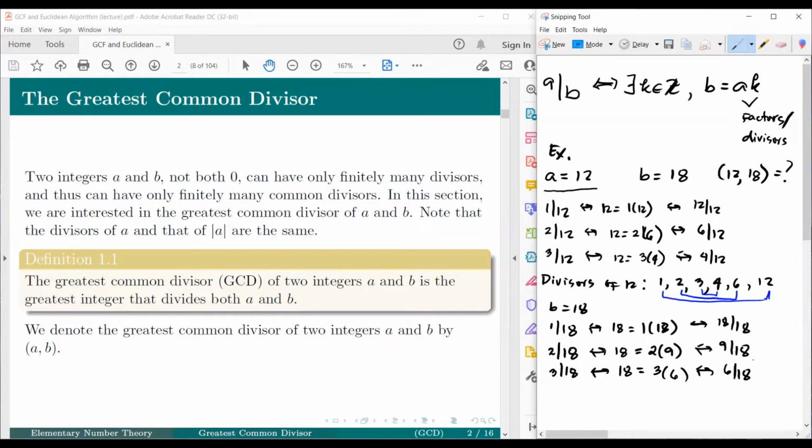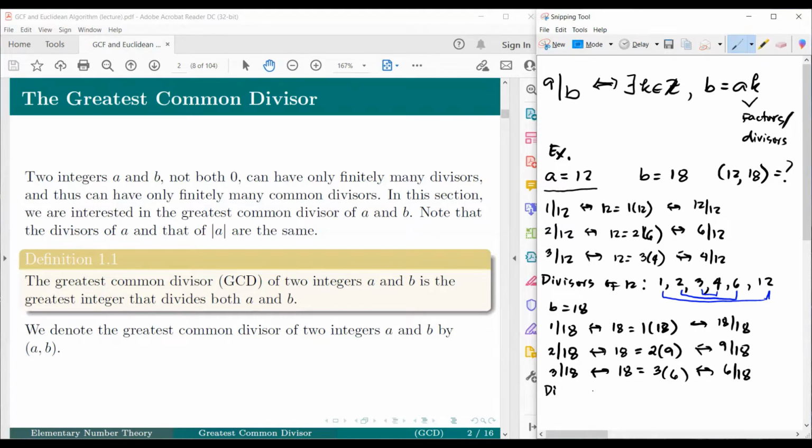So do we have any divisor of 18? Let's try 4. 4 does not divide 18. 5 does not divide. 6 divides 18. So we have here 6 and then 9, 18. Hence, we have 6 divisors for 18.